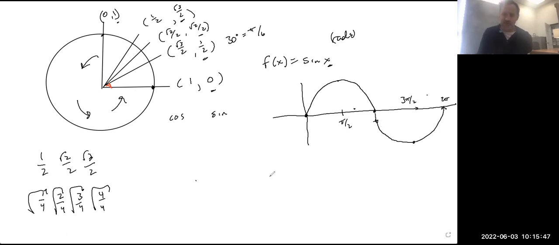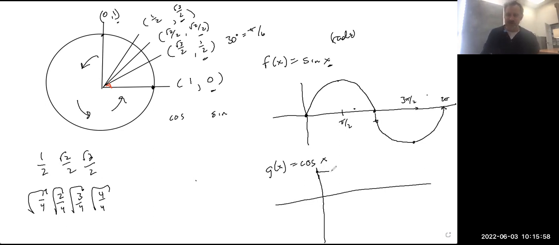Of course, cosine x, similar shape, but it starts in a different point, which is that the maximum is actually at 0, and we decrease from there, hitting 0 at pi halves. Then we float down to our minimum. That happens at pi. And then we come back up, and we're up here at the top at 2 pi.